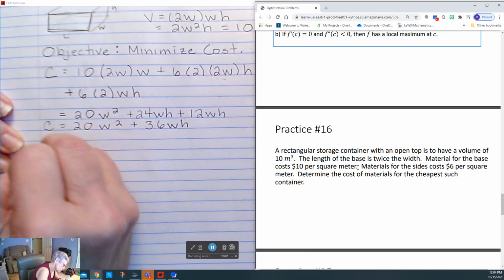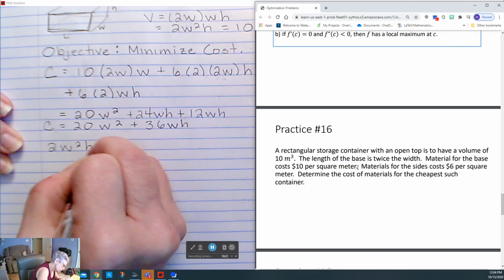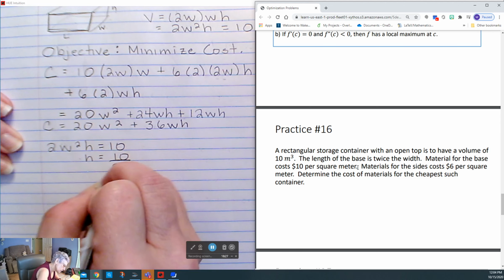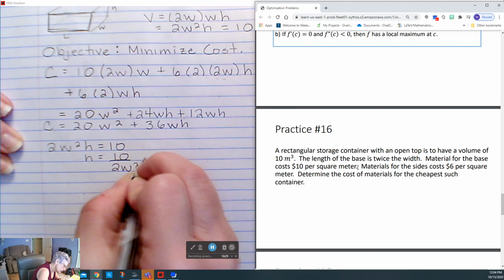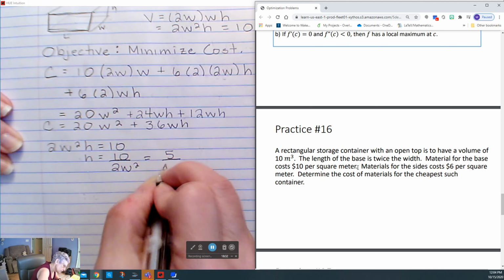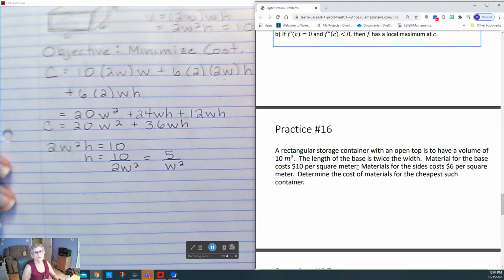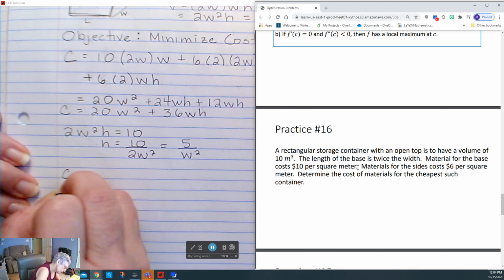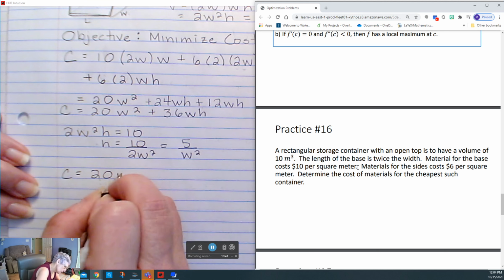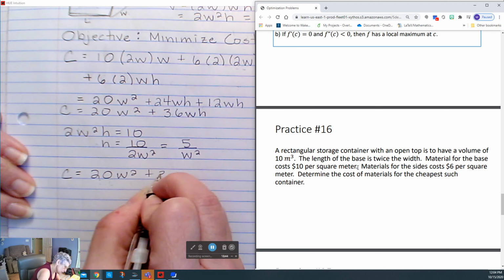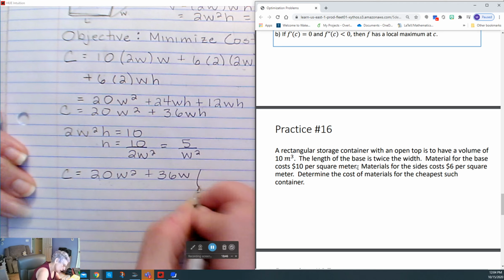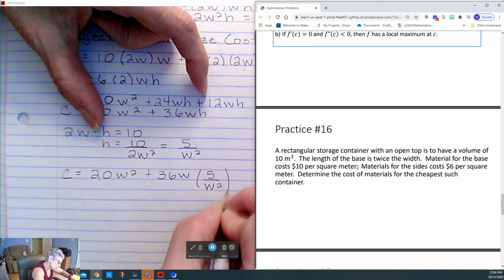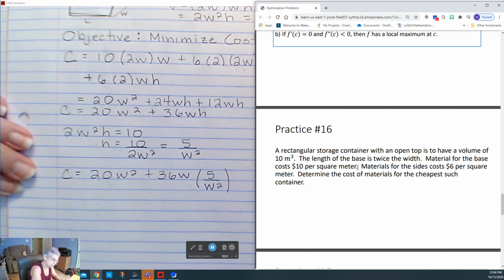So 2W squared H is 10. H is 10 over 2W squared, which is equal to 5 over W squared. So my cost function is equal to 20W squared plus 36W, and height is 5 over W squared.